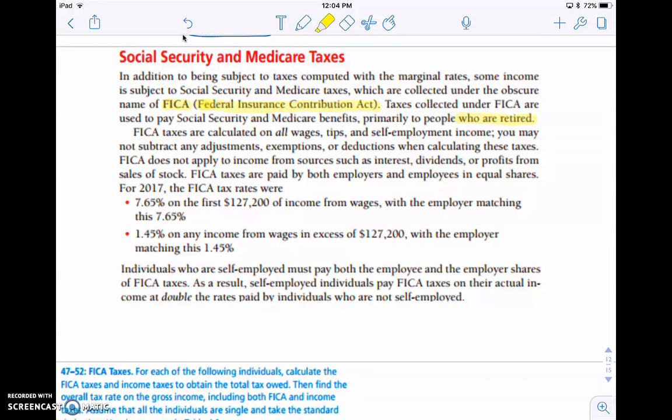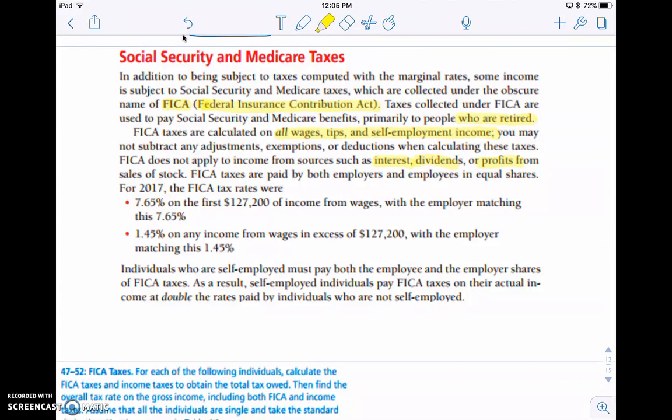Now, FICA taxes are calculated on all wages, tips, and self-employment income. You cannot subtract adjustments, exemptions, deductions, or anything when you're calculating these taxes. They come right off of your gross income. But FICA taxes do not apply to income sources such as, so I guess I should not say your full gross income. It doesn't come into account when you look at interest, dividends, and profits. So it's more of your wages, tips, income, those types of things.